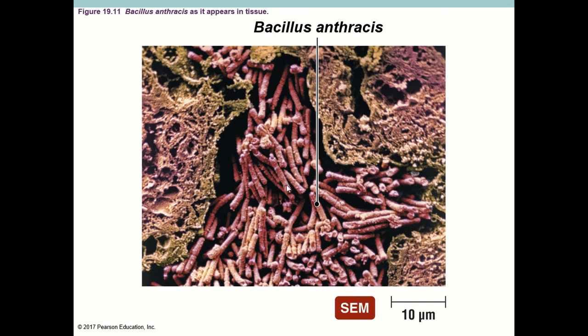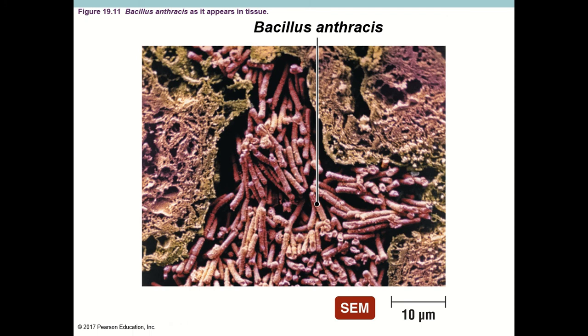So you can see the rods, right? These are called bacilli. These are going to form chains, right? So any diagnosis of Bacillus anthracis, or any Bacillus genus species, would basically look for these bacilli rods.